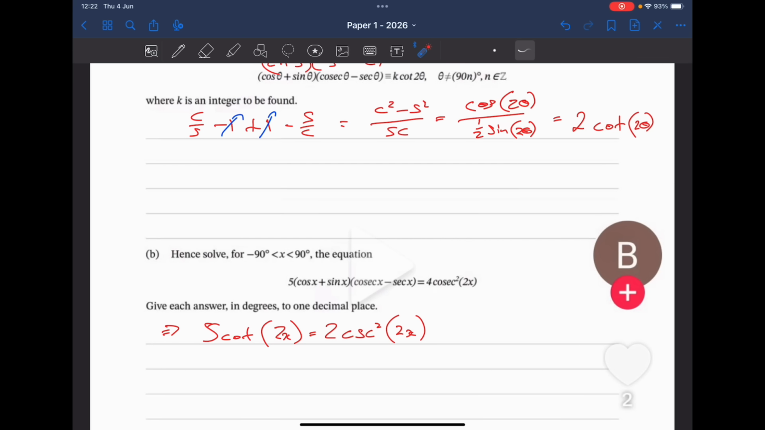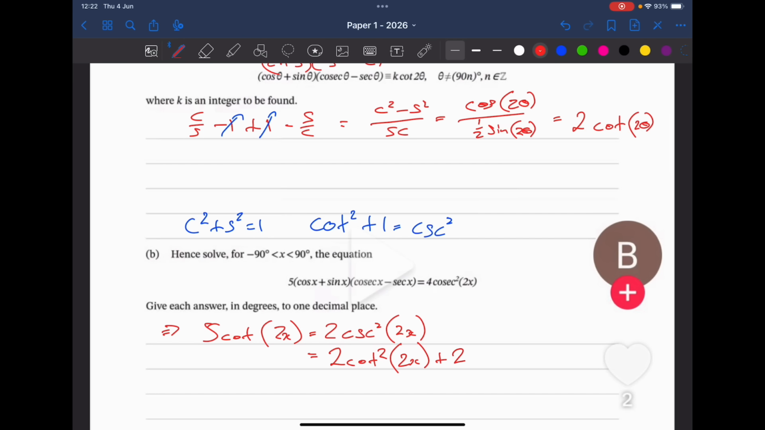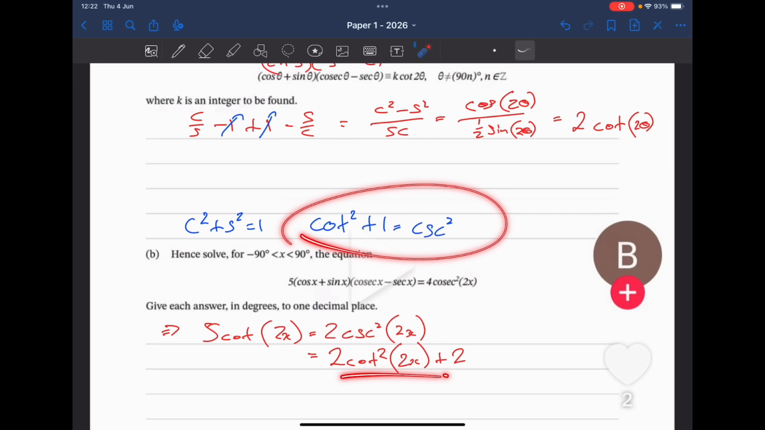And now, this is a quadratic in disguise, yeah? I know it's cot and cosec, not sine and cos or something like that, but it's still the same method. You leave the single power alone, you change the double power, the squared one. So normally cos squared plus sine squared is 1, let's divide everything by sine squared. You're going to have cot squared plus 1 is equal to cosec squared. So that's good. We have cosec squared here, so we can replace that with cot squared plus 1. So this thing is equal to 2 cot squared 2x, plus 2. So just doubling this whole equation, sticking it in there instead.